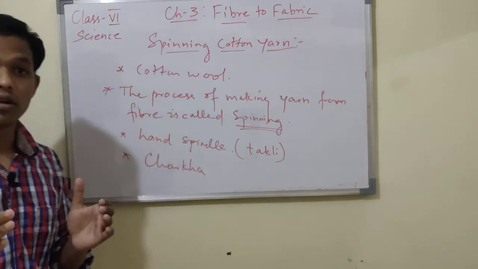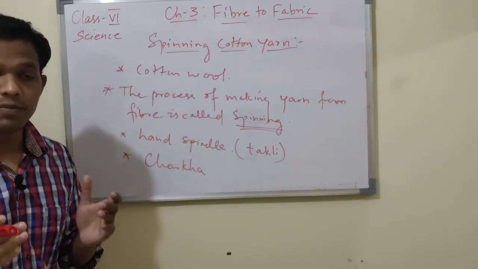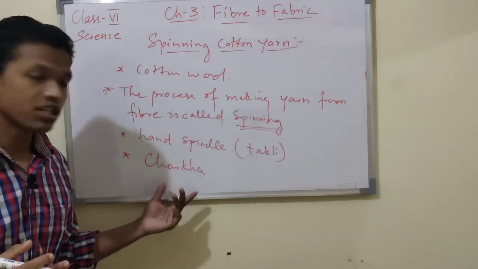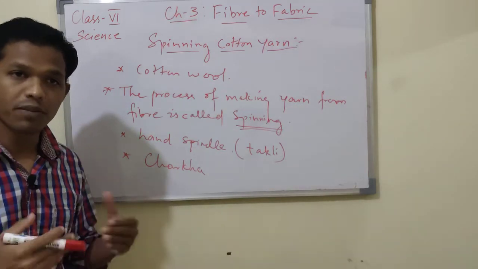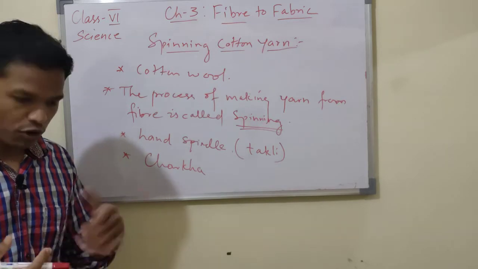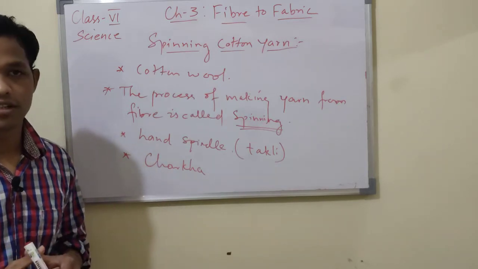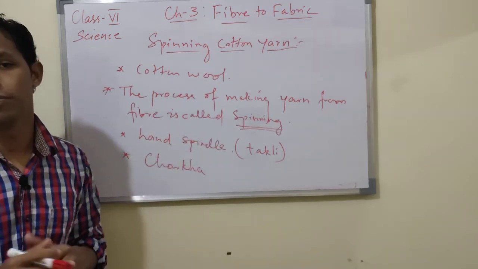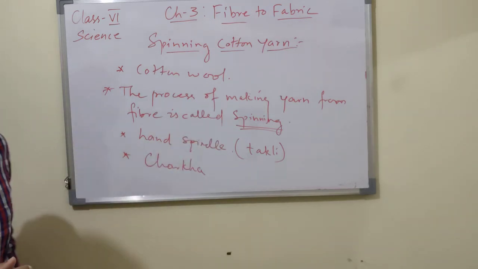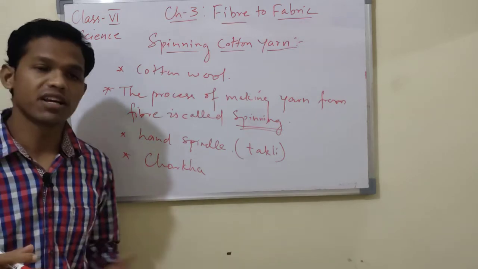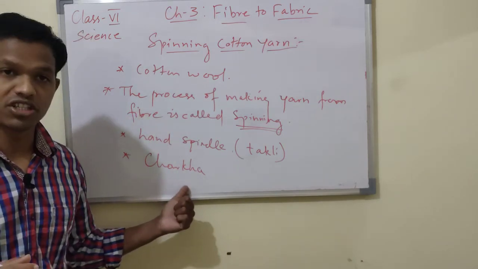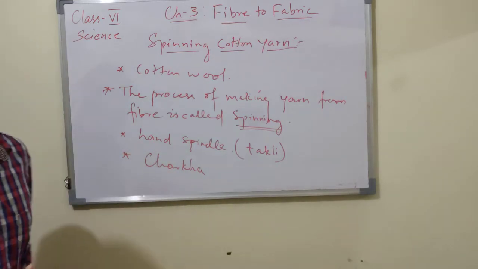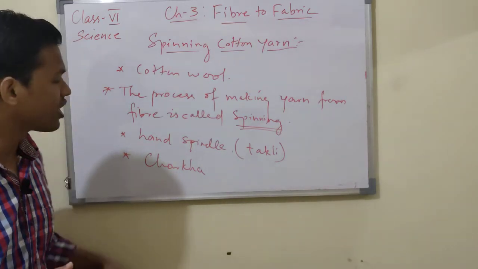India needed independence, they needed freedom. So during that time, Mahatma Gandhi used this chakra for making homespun yarn and homemade fabric, so that they could wear it without depending on the British. These are the reasons that Mahatma Gandhi introduced this spinning device, called the chakra.